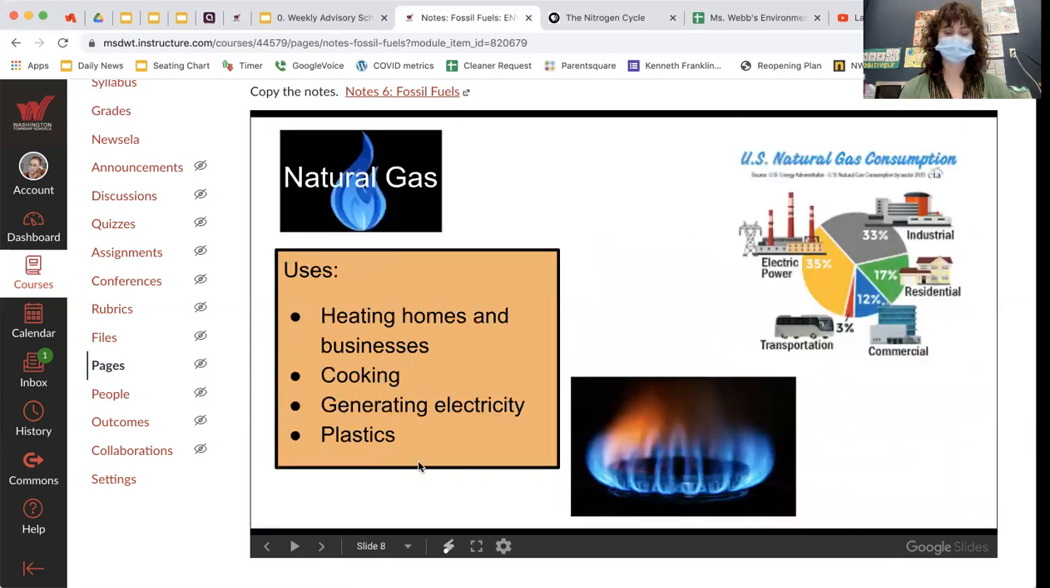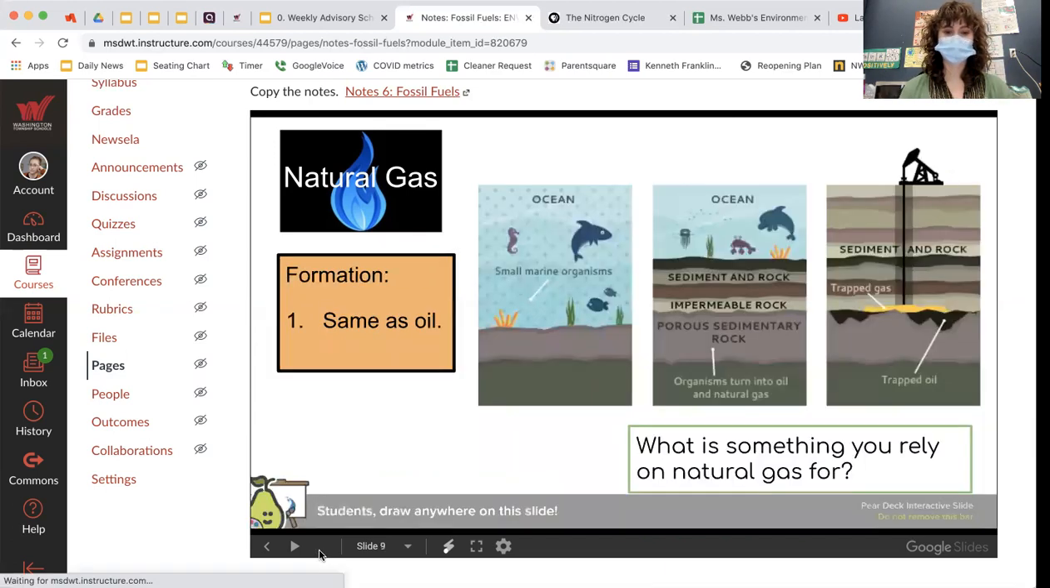All right, what about natural gas? So natural gas is used mainly for heating homes and businesses. You also might have a gas burning stove for cooking. It's also increasingly used for generating electricity today because it produces less pollution to burn natural gas than to burn oil and coal. Also, this can be used to make plastic as well. The formation is pretty much the same as petroleum. Starts off as underwater organisms, marine organisms, buried, and then pressure and heat and time. The only difference is more pressure and more heat.